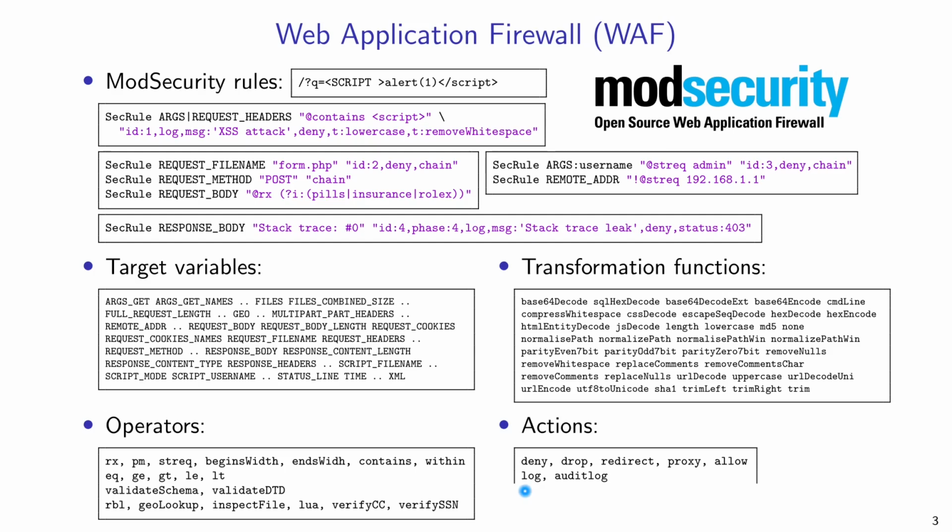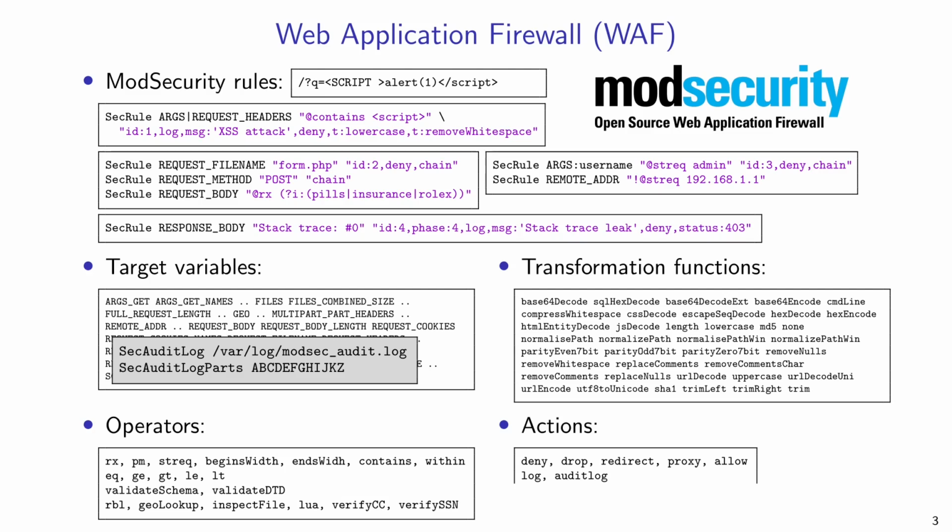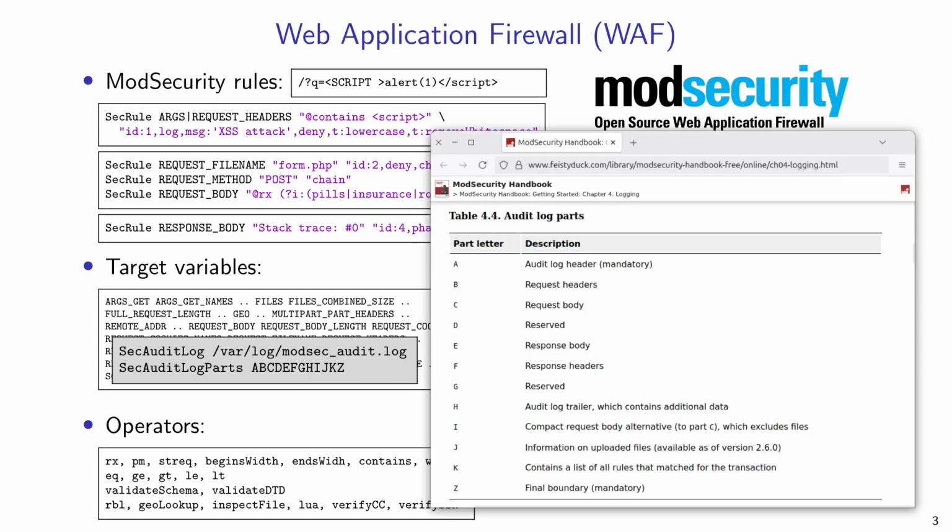The log action logs the event into the server's error log, while the audit log action triggers writing a full audit log entry for the transaction. So for audit log, we can specify in the ModSecurity configuration where to write the audit log and which parts of a transaction to include in the log, each letter here corresponding to a specific part to log. And here we can see the description of each letter. So using the audit log action, we can log request headers and the full request body, as well as the response body and headers. So this is a powerful logging capability, which is usually not provided by the web server.